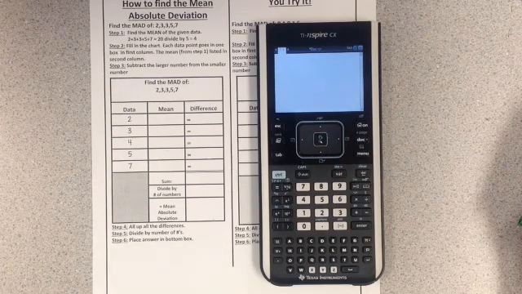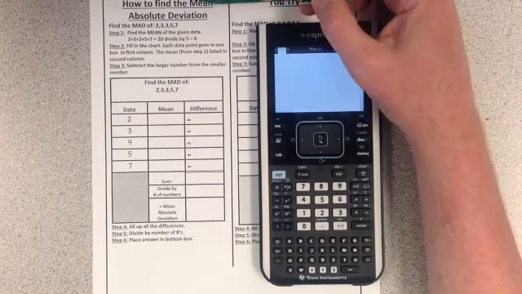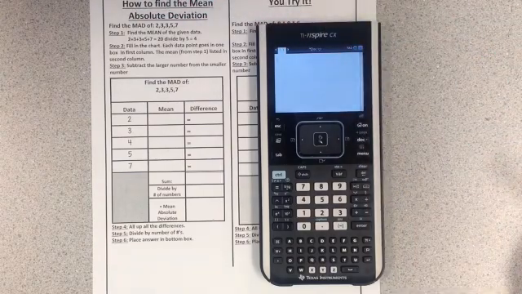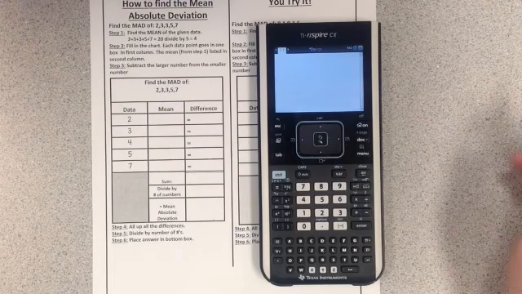Hello students, today we're going to look at how to find the mean absolute deviation. And I'm going to abbreviate it as MAD, M-A-D for mean absolute deviation, because it makes me mad that I have to teach this. But that's another story altogether, we'll talk about that later.